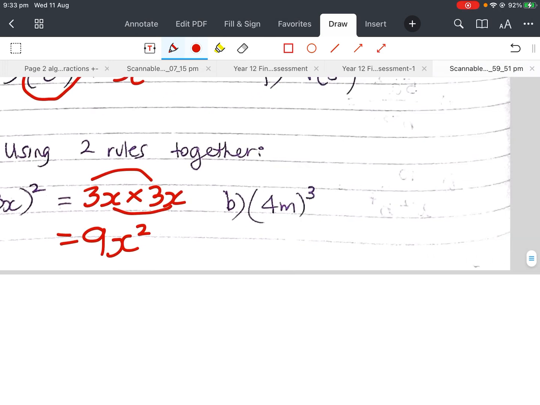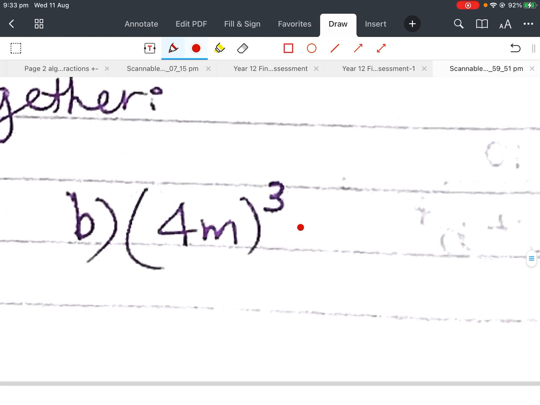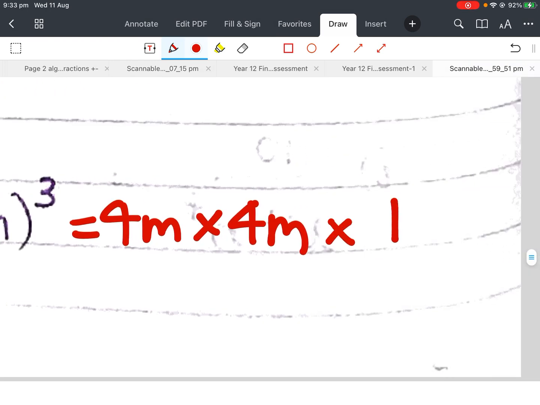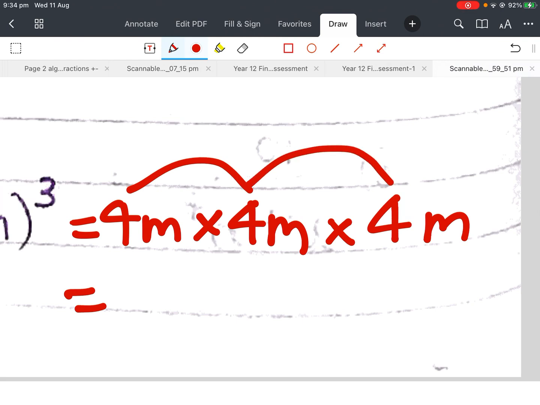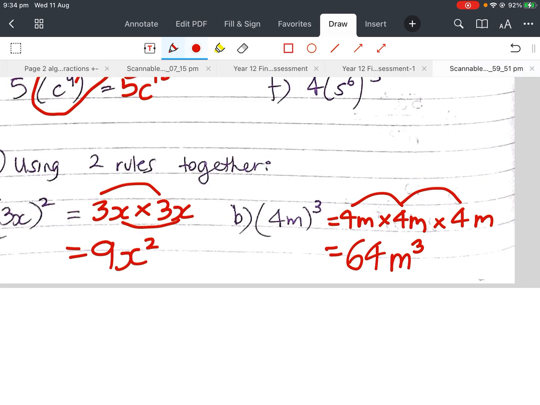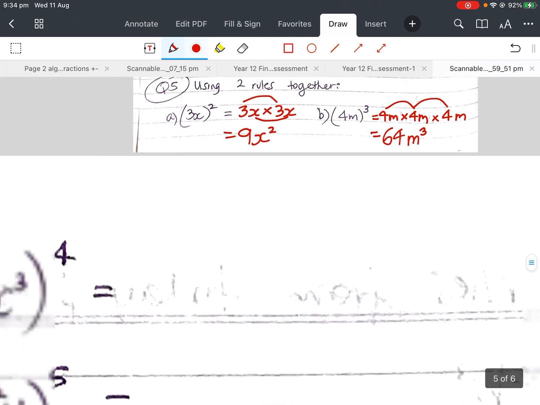Let's try this one. Now this, in long terms, means 4m times 4m times 4m. Remember that. So you have to go 4 times 4 times 4. I suggest you do that on a calculator. 4 times 4 times 4. That's 64. And how many m's do we have? We have m cubed. Okay? So watch out for those. They're a bit trickier.